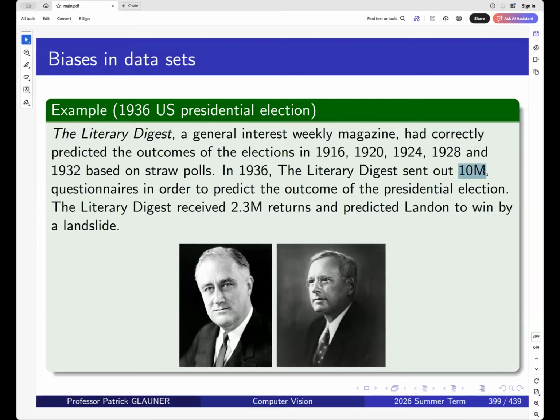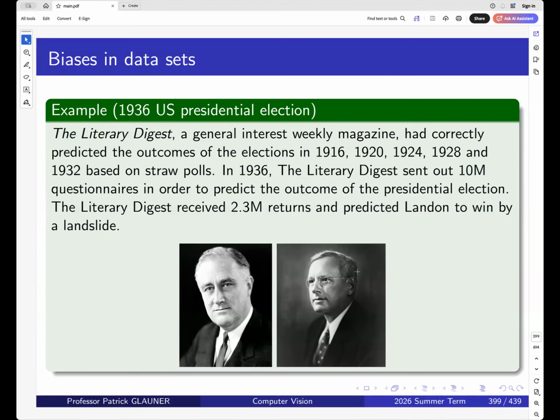They sent out 10 million questionnaires in order to predict the outcome of the presidential election. That was long before we had large scale computers. So sending out 10 million questionnaires to potential voters was a lot of work. And they actually received 2.3 million returns. And they predicted that Alfred Landon would win massively.